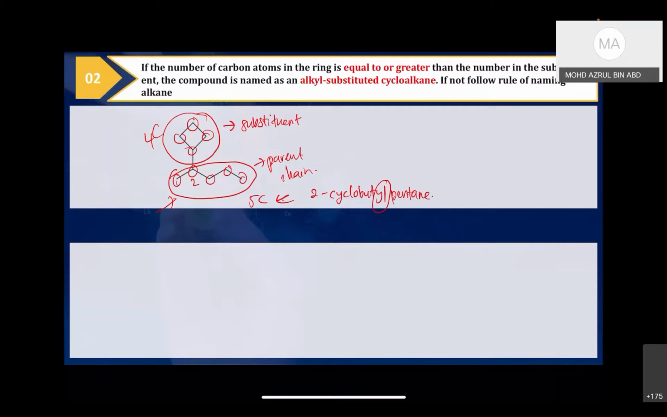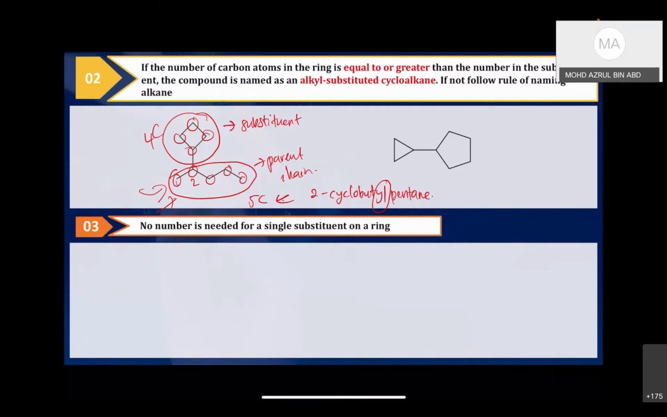Okay, if the cyclic compound has fewer carbons than the straight chain, the straight chain will be the parent chain. Same as this one. Another example. Both are cyclic compounds. However, since this one has more carbons than this one, this one will be the substituent. Okay, it will be the substituent.